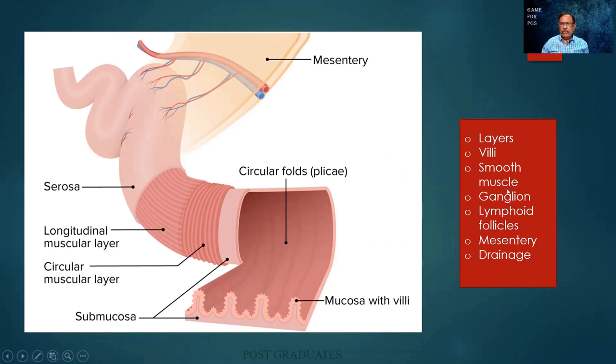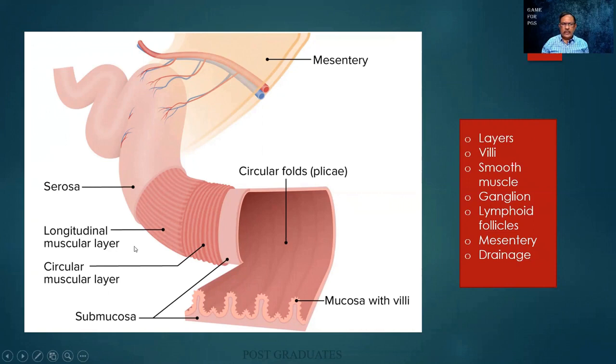And there is a smooth muscle over here which helps in contraction. There is a lot of importance of the smooth muscle in various organs. Identifying the ganglion cells, lymphoid follicles. They are not only for identification, but also for immunological purpose. That again is a function of the small intestine. The mesentery here and the draining vessels. These are important for us.